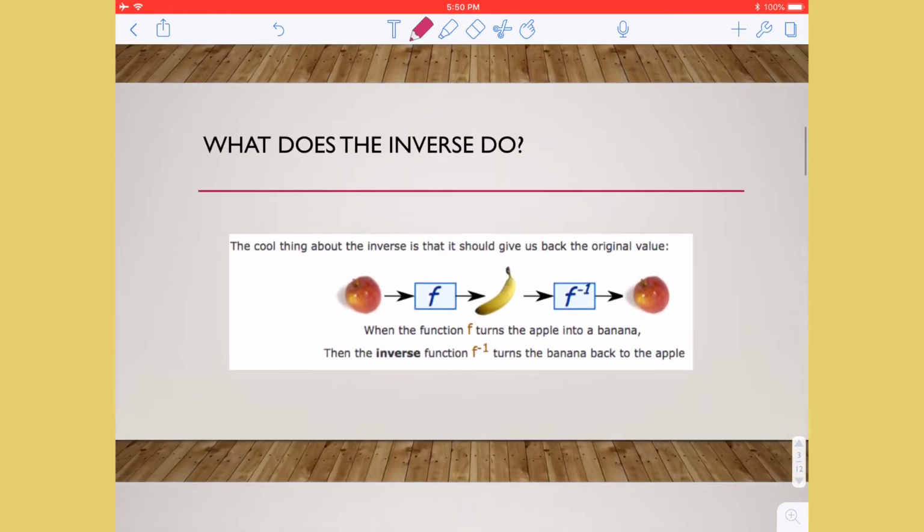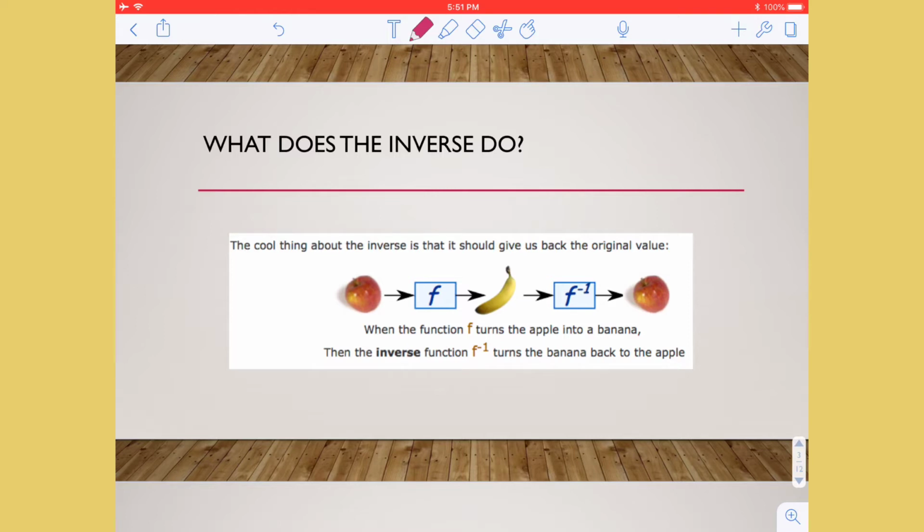So what exactly does the inverse do? Well, the cool thing about the inverse is that it should give us back the original value. So kind of unrelated to math, but you start out with something, okay? Maybe I start out with an apple and I perform an operation, some function on it, and it creates a banana. Well, when I have that new thing, I've turned the apple into a banana, if I go and do the inverse to the banana, it's going to bring me back to my original value, which is the apple.